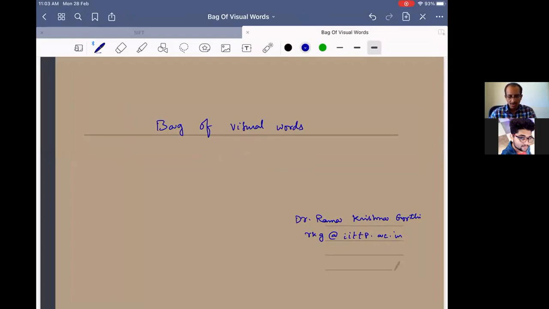Yeah, very good. So we will discuss a little bit more on bag of visual words, as this is the well-known descriptor. In fact, this encompasses the SIFT descriptors within it. Okay, and it's a high-level descriptor we can consider in that way.